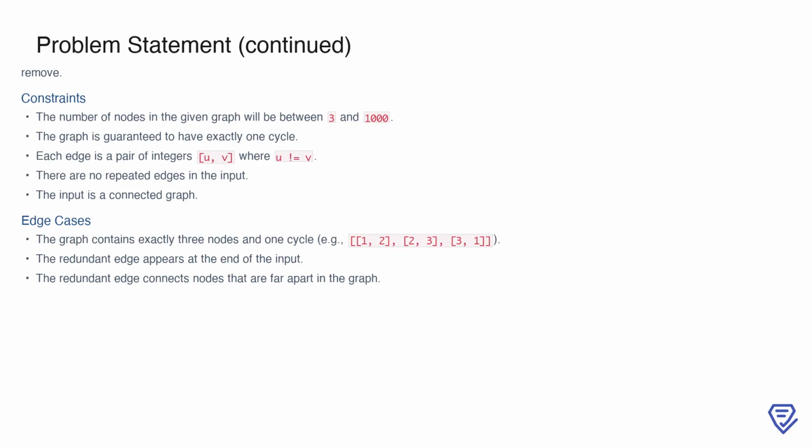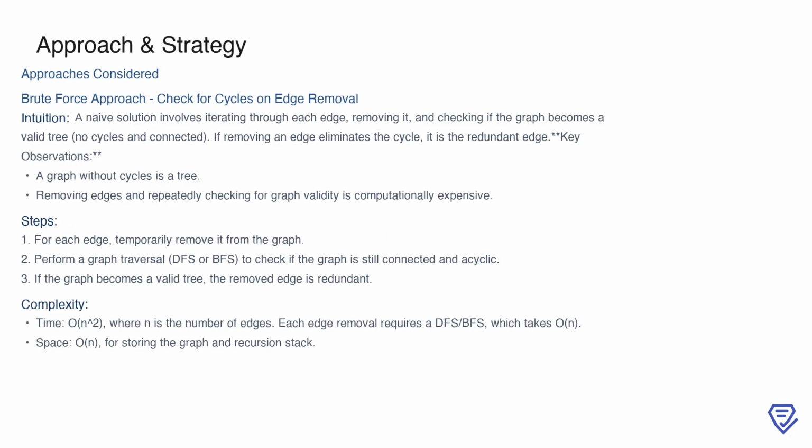When dealing with edge cases, we need to handle scenarios where the graph has the minimum number of nodes, such as 3 nodes forming a cycle, or where the redundant edge appears at the very end of the input list. Additionally, the redundant edge might connect nodes that are far apart in the graph, so our solution must efficiently detect and resolve these cases.